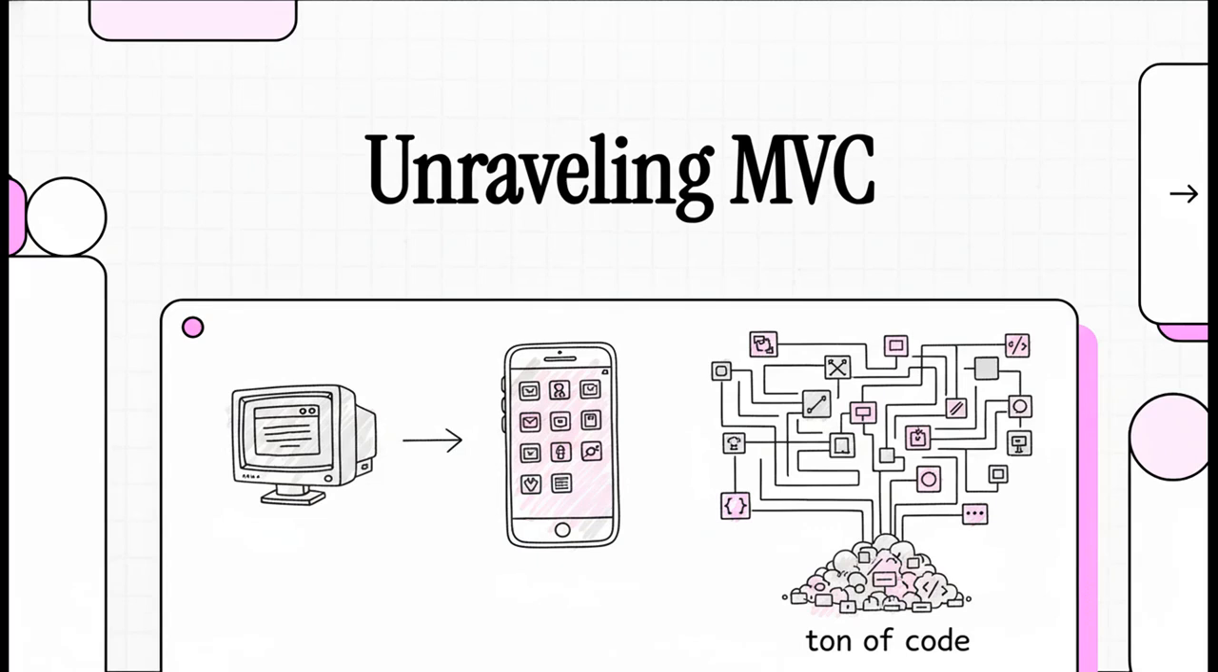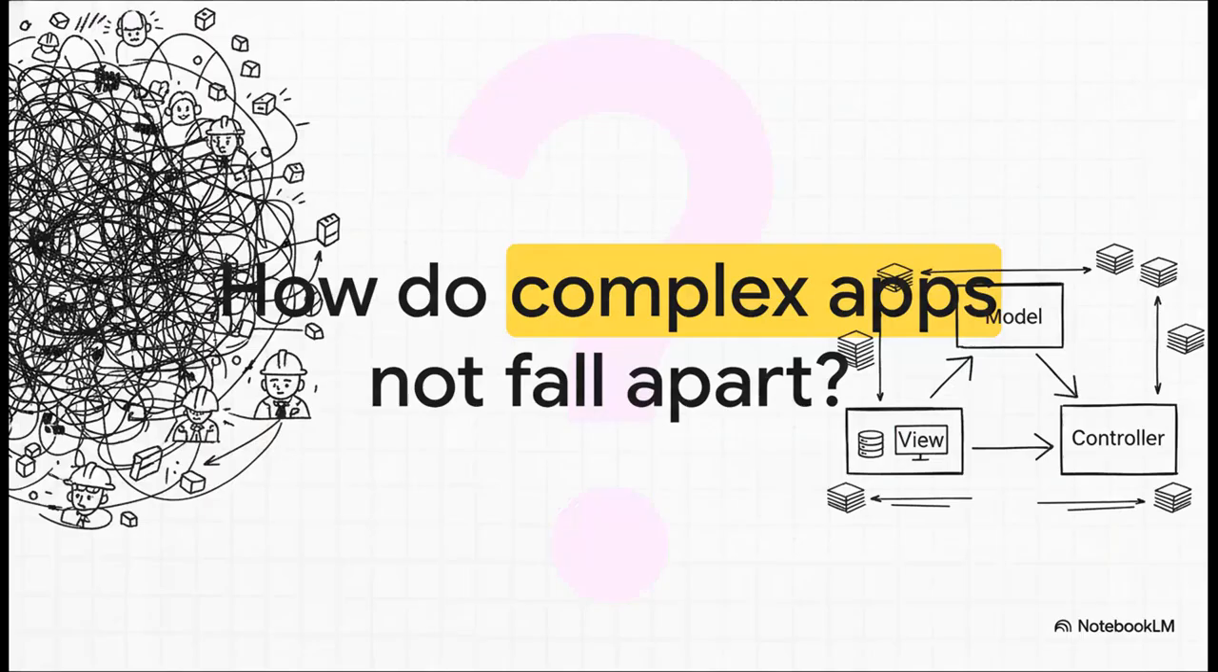Ever wonder how a massive app, like, say, Instagram or even your online banking portal, actually works? On the surface, it seems pretty simple, right? But underneath, it's this incredibly complex machine, often with millions of lines of code. And that's a huge question for any developer.